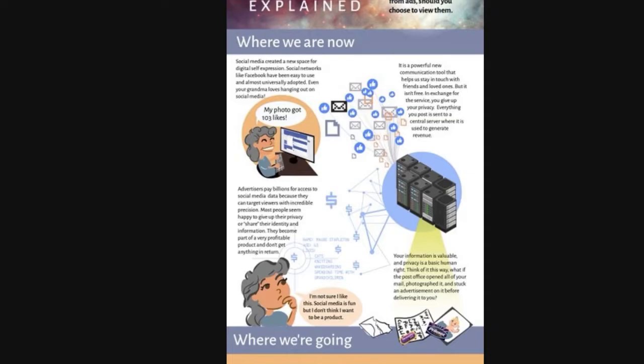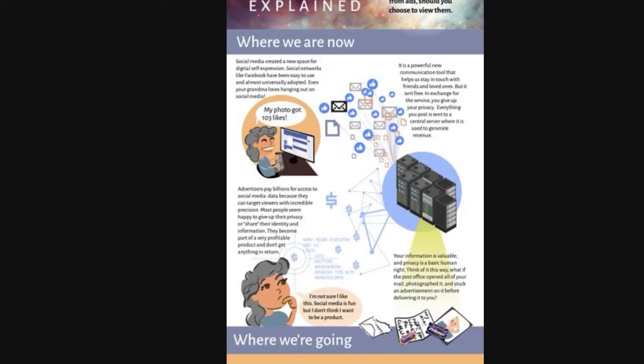Your information is valuable and privacy is a basic human right. Think of it this way. What if the post office opened all of your mail, photographed it, and stuck an advertisement on it before delivering it to you? That's pretty much what social media is doing in terms of the advertising that they provide. It is pretty sneaky and it is unfair when you put it like this. So pretty much you're giving up your own data for free and getting nothing in return.